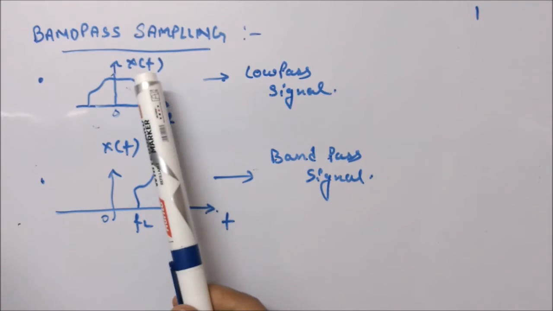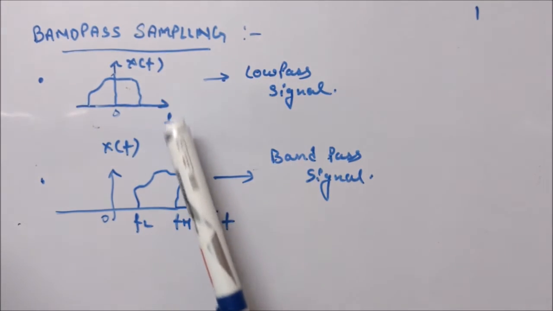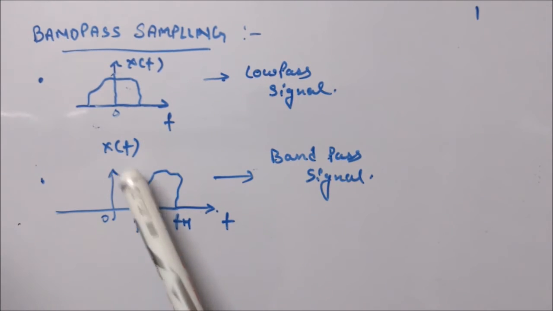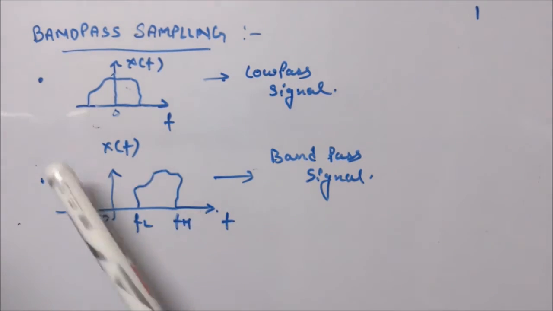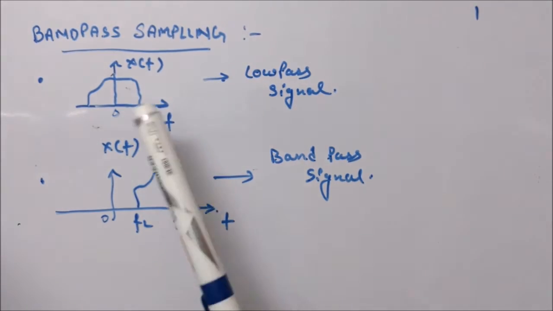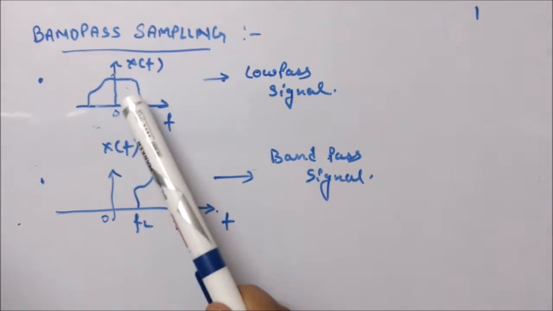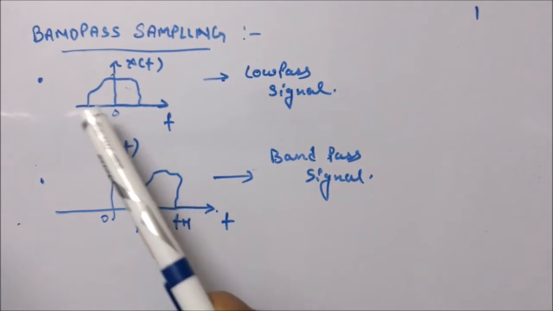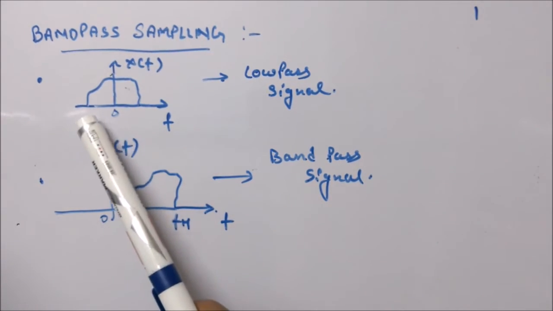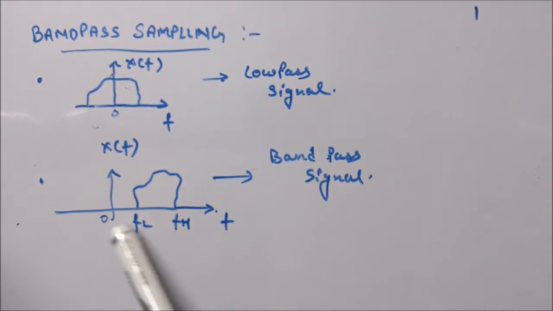Remember, I have made the signal here in the frequency domain. This is not a sampled signal, this is your message signal, the Fourier transform of your message signal, X of f versus f, and this is some example signal. It contains the origin, that's why it is called a low pass signal. But this one does not contain the origin, so this is called a band pass signal.